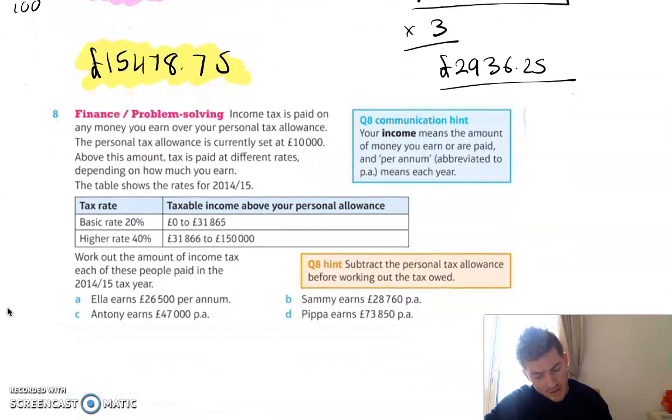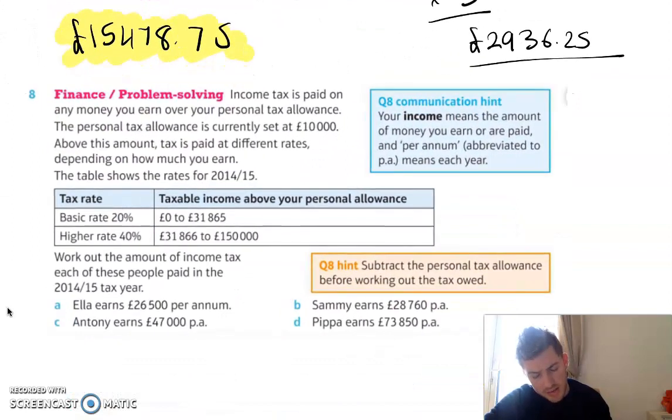I'm not going to give the answer, but I'm going to give you some hints if you're stuck in it. Income tax is paid on any money you earn over your personal tax allowance. The personal tax allowance is currently 10,000. It's currently actually in real life 12,500, but this book was written 5 years ago. Above this amount, tax is paid at different rates. So the table shows the rates here.